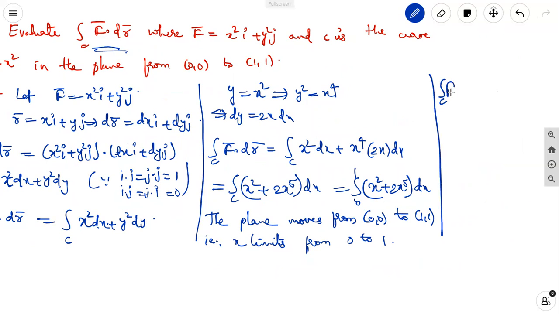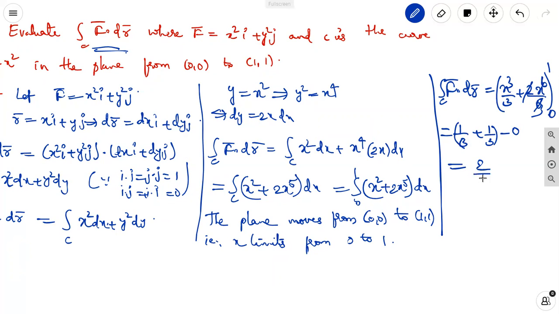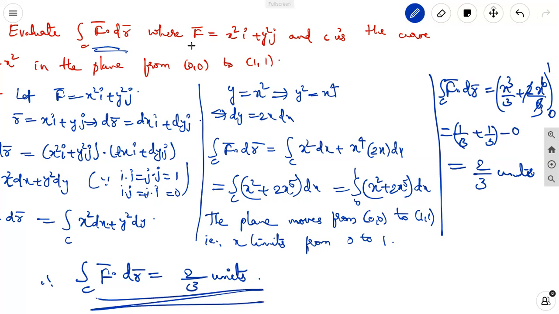Next, the integral over C of F vector dot dr vector is equal to the integration of x squared, which is x cubed by 3, plus the integration of 2x to the power of 5, which is x to the power of 6 by 6 times 2, with limits from 0 to 1. Here the plus C and minus C get cancelled. It is equal to 1 by 3 plus 2 ones are 2, 3 twos are 1 by 3, minus 0. Here 1 by 3 plus 1 by 3 is nothing but 2 by 3 units. Therefore, the integral over C of F vector dot dr vector is equal to 2 by 3 units. It is the solution.